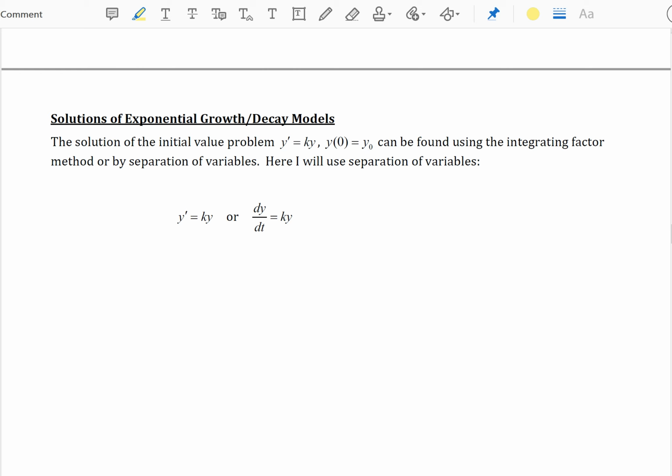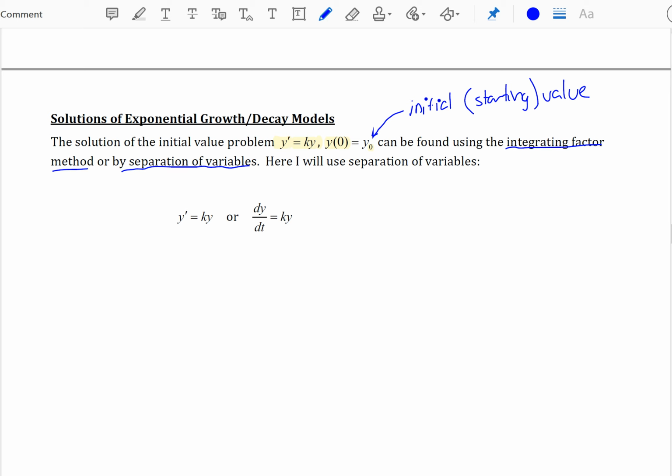The general solution of the initial value problem, y prime equals ky, y of 0 is equal to y naught, where in this problem we say that y naught is your initial or starting value. The solution to this differential equation can be found using the integrating factor method or by separation of variables. Here, I'm going to use separation of variables.